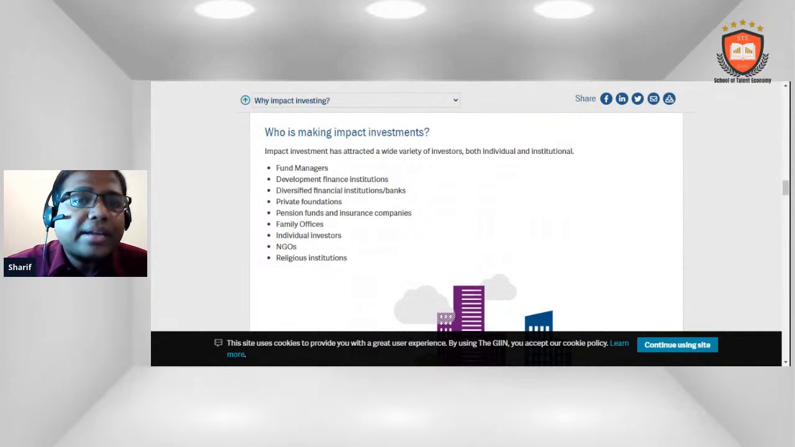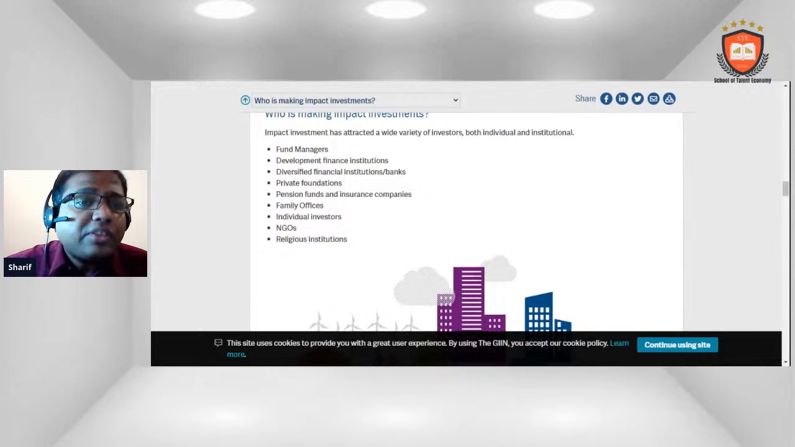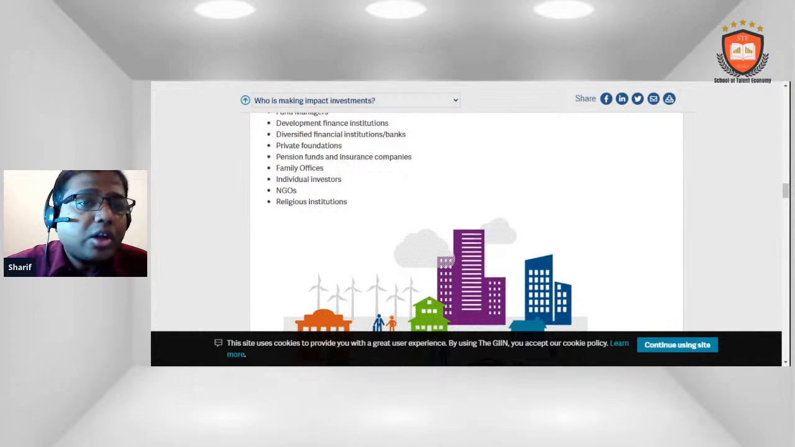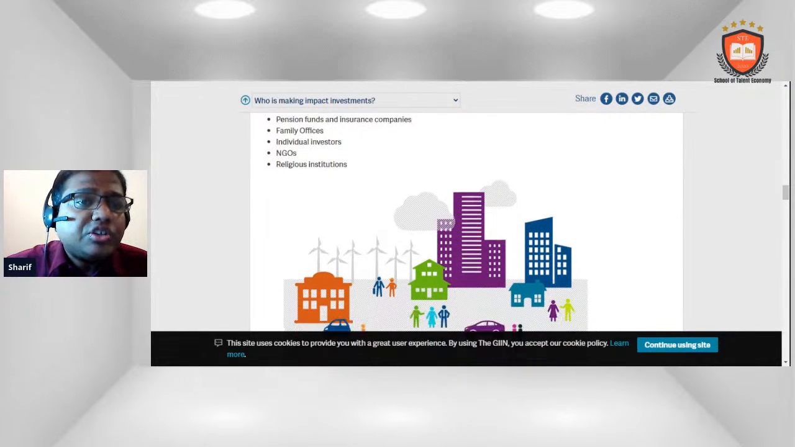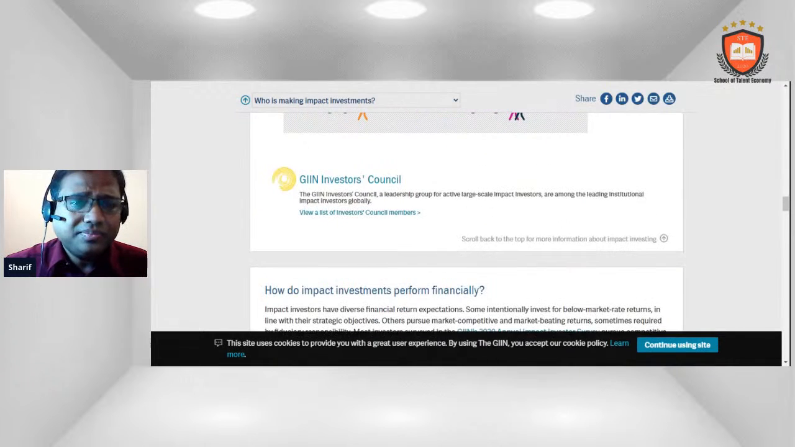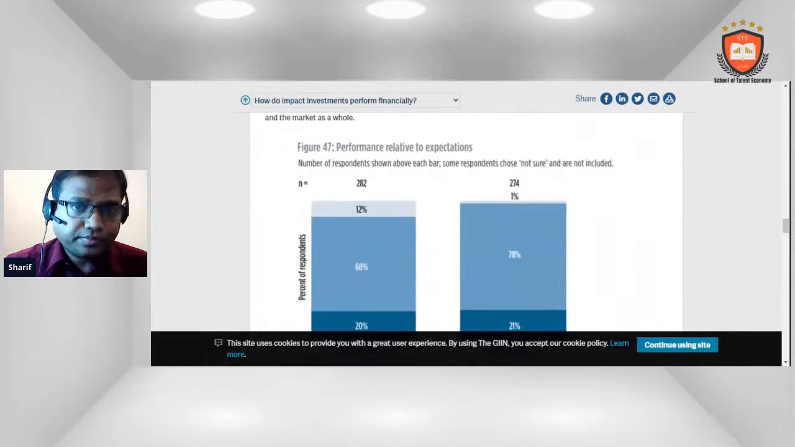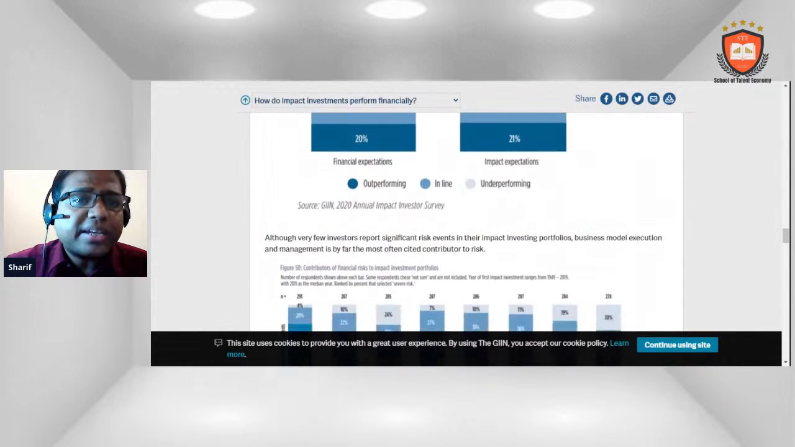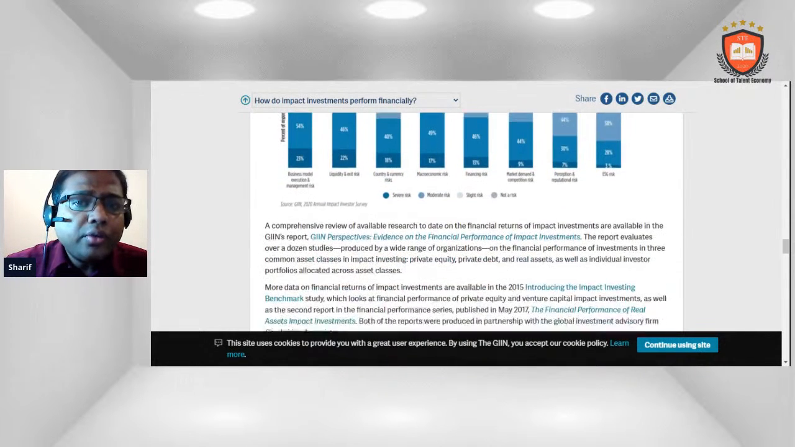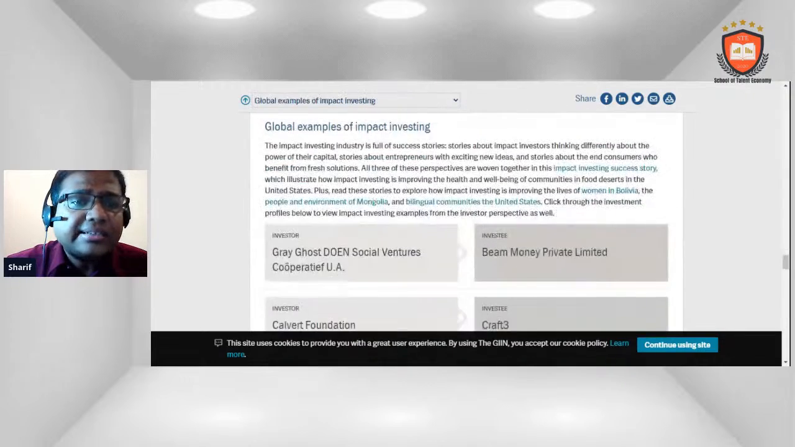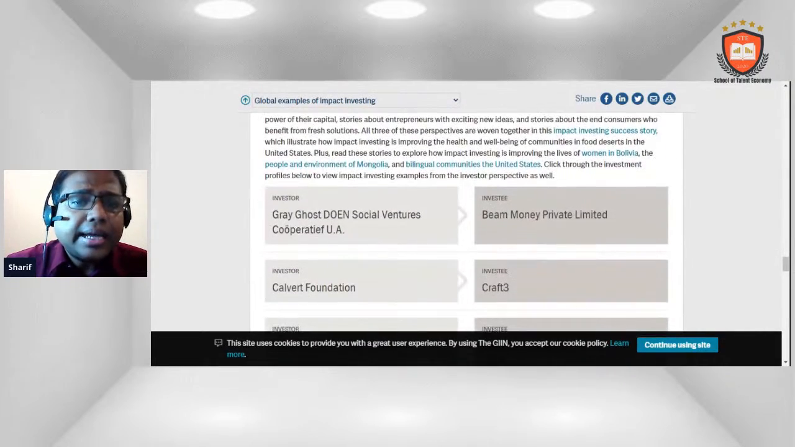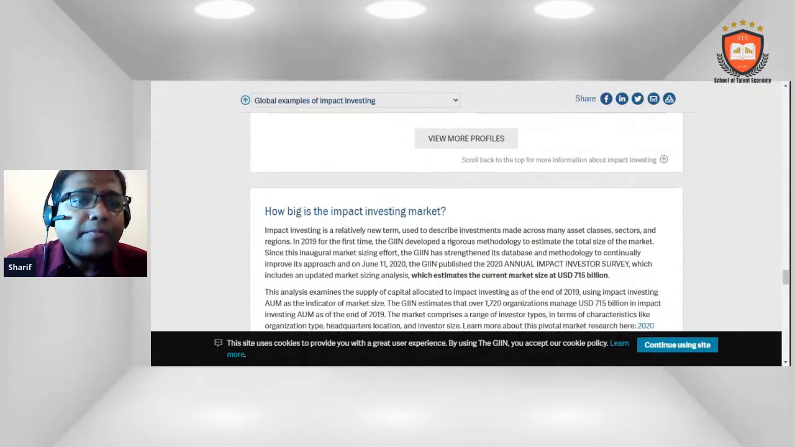Who is making impact investments? Fund managers, development financial institutions, diversified financial institutions, private foundations, pension funds, insurance companies, family offices, individual investors, NGOs, religious institutions. Everybody is actually playing a very good role in impact investment. Performance related to expectations: if we look at the performance and other things recently, impact investment has great impact.